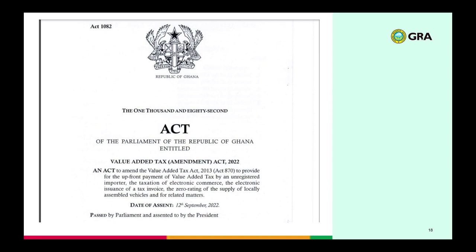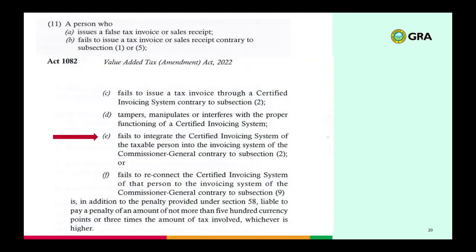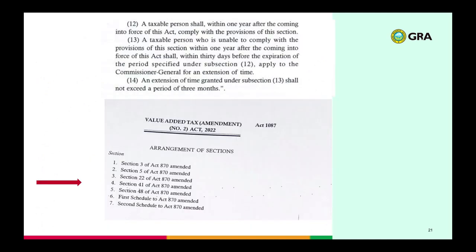This is the Act, the 1082 Act, which brought into force the issuance of electronic invoice, which talks about the invoicing system of the taxpayer having to be connected to the invoicing system of the Commissioner General, and the relative sanctions for not doing so. So most of you have already seen this.